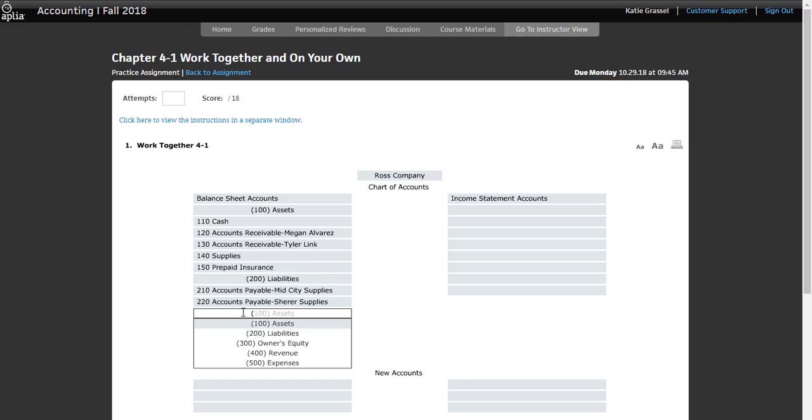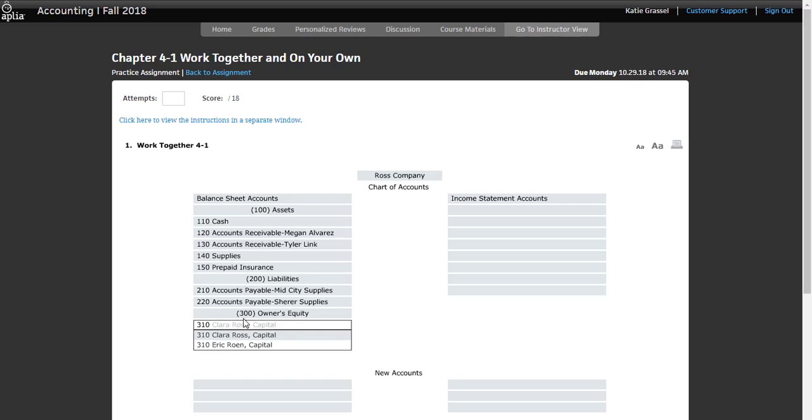Now I have to go ahead and do all of my owner's equity. Now, there are 2 owner's equity accounts, okay? I said originally that drawing is a contra owner's equity account. I will let you know capital is always going to go first. So I'm going to do 310, and I'm going to do Clara Ross capital. Then I'm going to do 320 and do Clara Ross drawing. That is my whole balance sheet account.